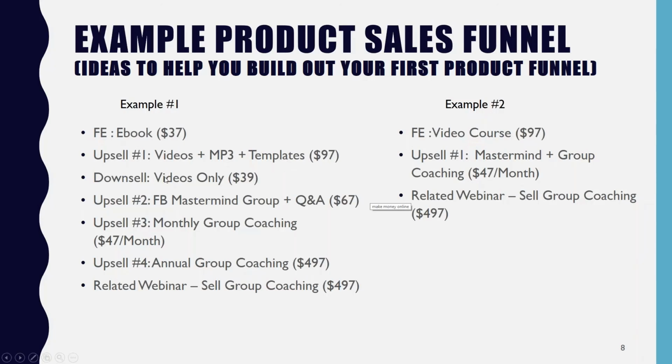Then you offer some videos. Then you could upsell to a mastermind group and Q&A, a monthly group coaching, and just keep adding value to people. Example number 2, you could do a video group, mastermind plus group coaching, and then offer group coaching on an annual basis as well. These are just some ideas of things you can add to a perfect sales funnel.